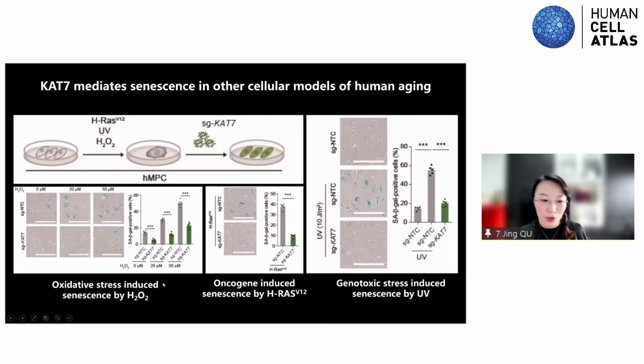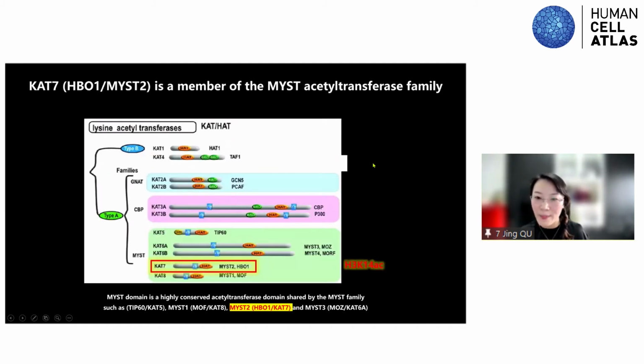And in addition to the premature aging models, we also tried other aging models, for example, the RAS oncogene-induced senescence, and the UV and hydrogen peroxide induced senescence. They can all be delayed by silencing of KAT7, indicating KAT7 is a ubiquitous geroprotective target. And how does KAT7 function in promoting aging?